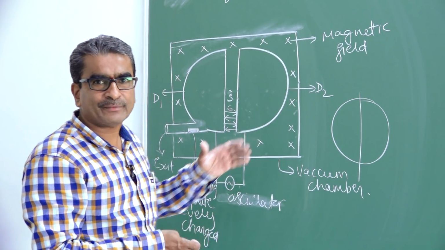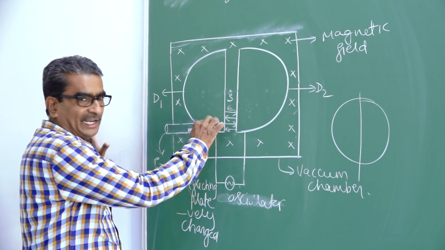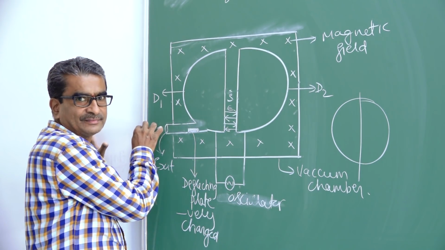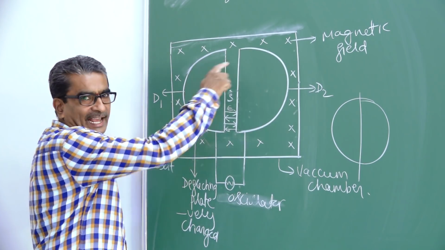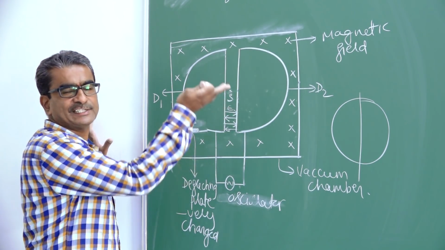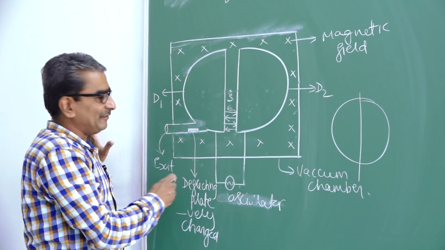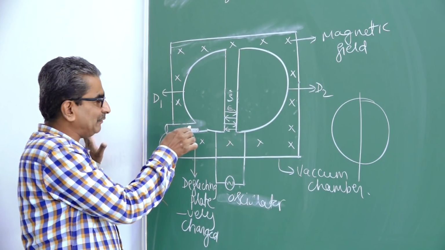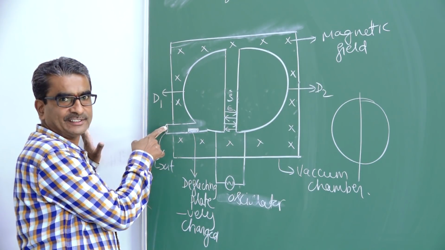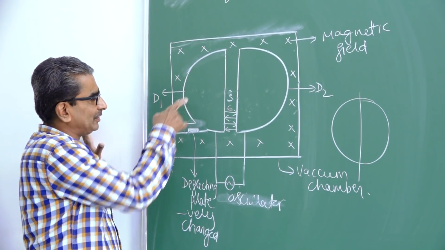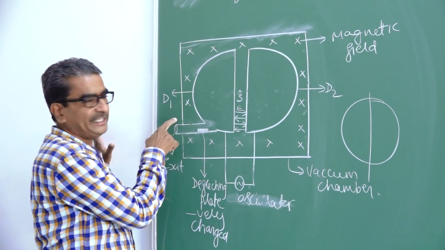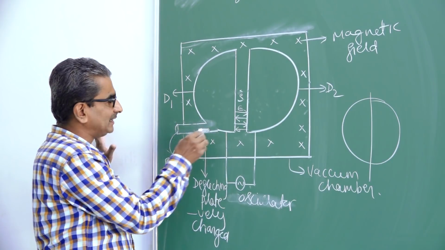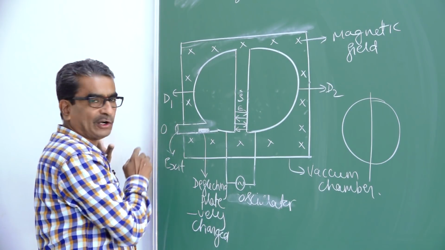By bombarding high energy particles: once the particle gets accelerated, its kinetic energy goes on increasing. The high kinetic energy particle which comes out through this exit, which is located at the base of D1, is made to hit the target.